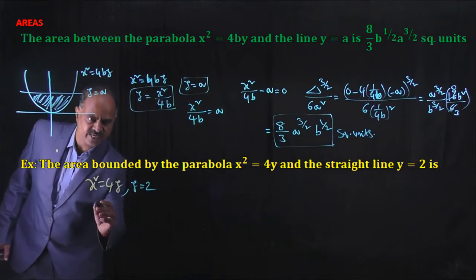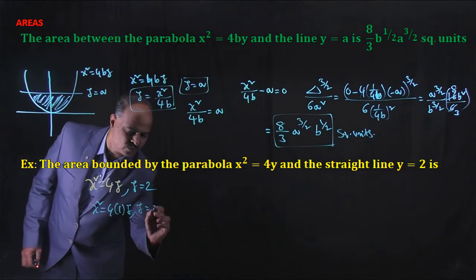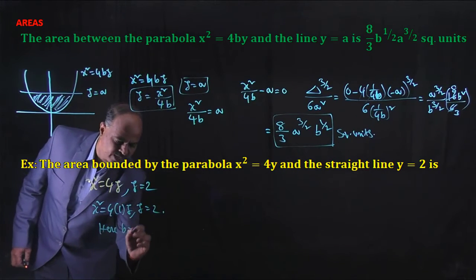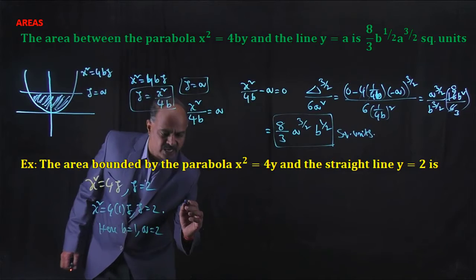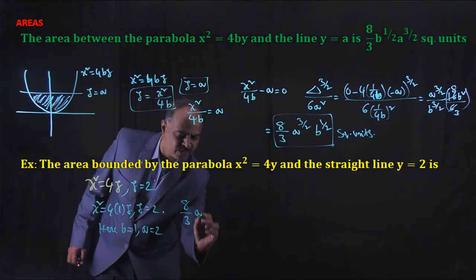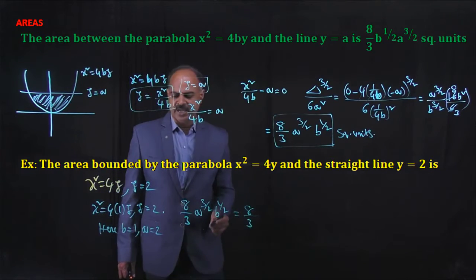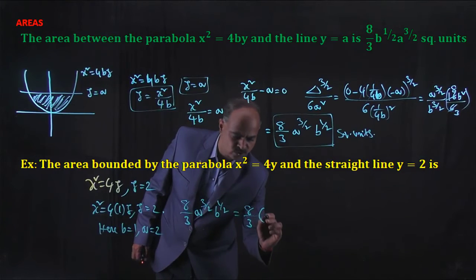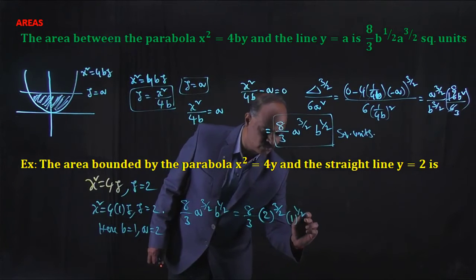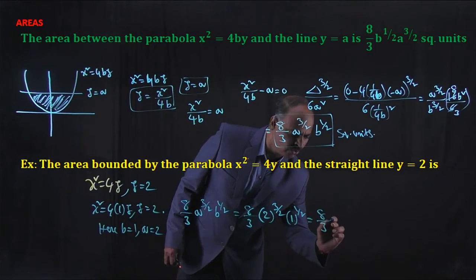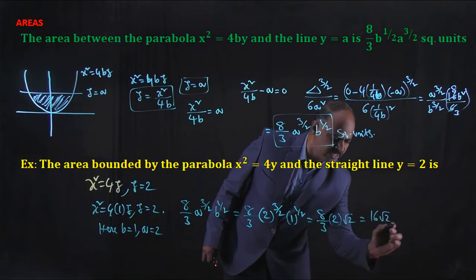So here x square equal to 4 into 1 into y, and y is equal to 2. So here b equal to 1 and a is equal to 2. The formula is 8 by 3 into a power 3 by 2 into b power 1 by 2, that is equal to 8 by 3 into 2 to the power 3 by 2 into 1 power 1 by 2. Now this is equal to 8 by 3 into 2 power 3 by 2, which can be written as 2 root 2, that is equal to 16 root 2 by 3 square units.